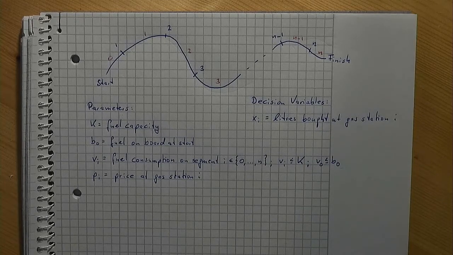How can we reach our destination in the cheapest possible way? Can you formulate a model for this problem? Give it a try and pause the video now.